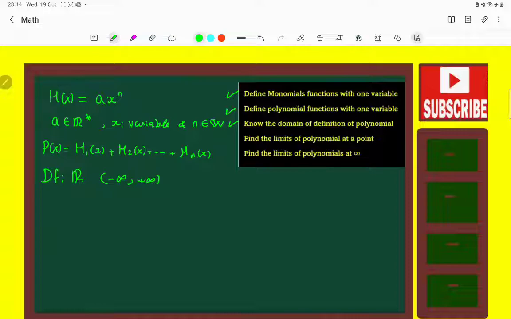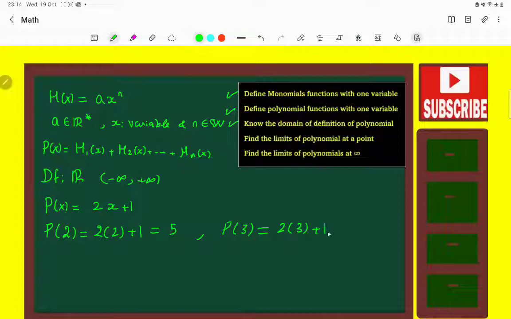First of all, I'll teach you how to find the image of a polynomial. Let me use an example. Let's say you have p of x is equal to 2x plus 1, and let's say I want to find the image of this polynomial at 2. Finding the image is simply replacing x by 2. In this example, it will be 2 multiplied by 2 plus 1. So here the image of p of x at x equal 2 is simply 5. Similarly, if I want to find p of 3, I'll say 2 times 3 plus 1, so this will give 6 plus 1, so it will be 7.